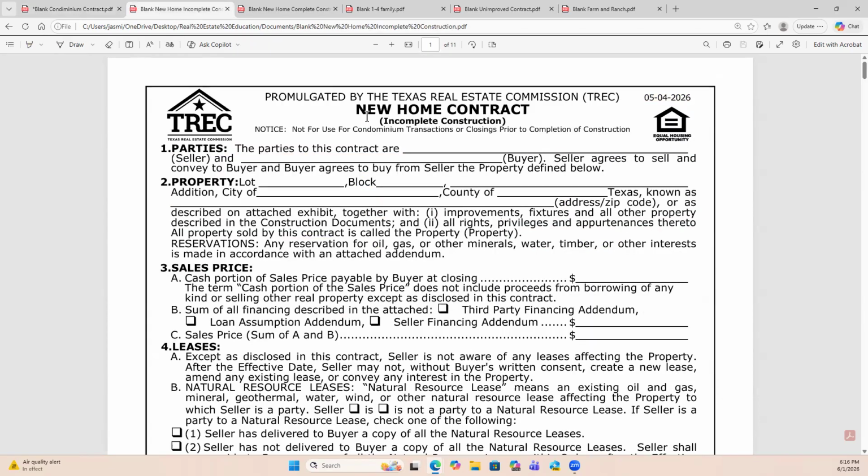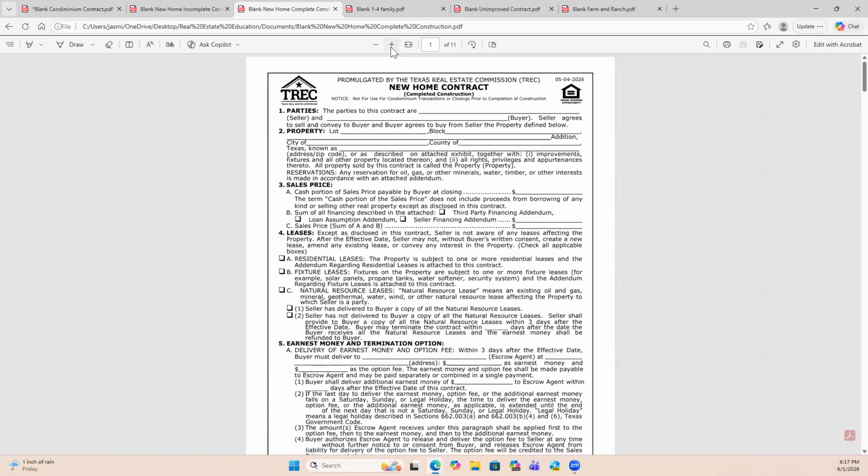Okay. Now, when you're talking about 1 to 4 family new home contracts, there are two options here. Either the home that you're offering on is completed construction, meaning I can move into it right now. I can flush toilets, I can turn on AC. There's no nails on the floor, there's no concrete on the floor unless it's stained concrete. All the cabinets are in. The house is fully complete. I even have door stoppers and doorknobs. Then I'm using the new home contract completed construction, which is right here.